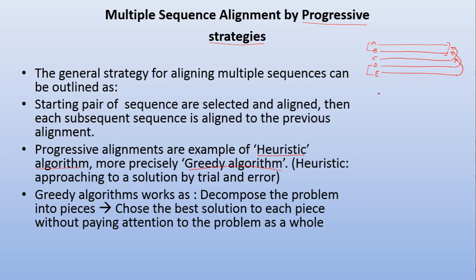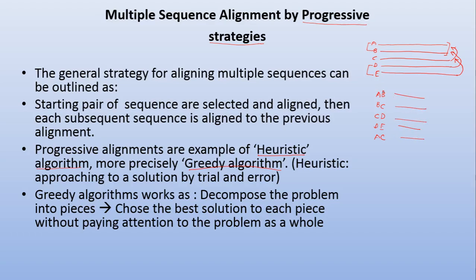We'll say, for example, how do we align A and B? How do we align B and C? How do we align C and D? How do we align D and E? How do we align A and C? And so on and so forth. What we will do is decompose the multiple sequence alignment problem into a series of pairwise alignment problems.